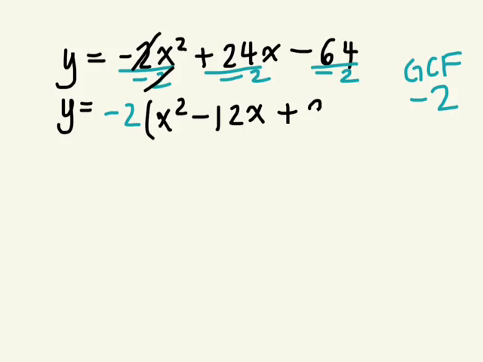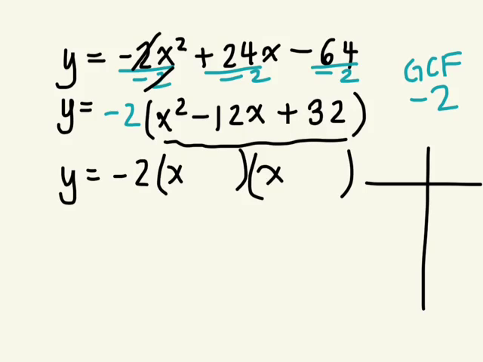Not 20, 24, 32. Can this still be factored? Yes. Good. We need two things that multiply together to give us positive 32, but add up to a negative. So both factors should be what sign then? Negative. -8 and -4. When you add them together, they give us -12.